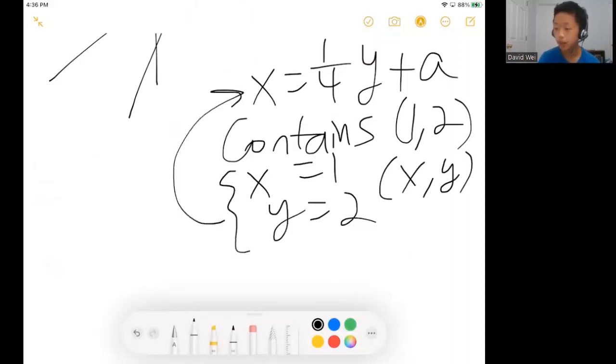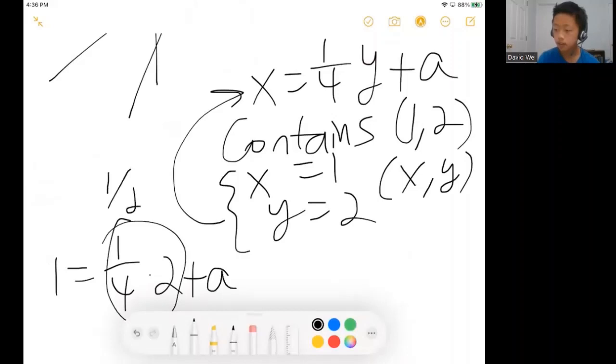So x is 1, and you have 1/4 times y plus a. This part here is 1/2, so you can solve and get a equal to 1/2.